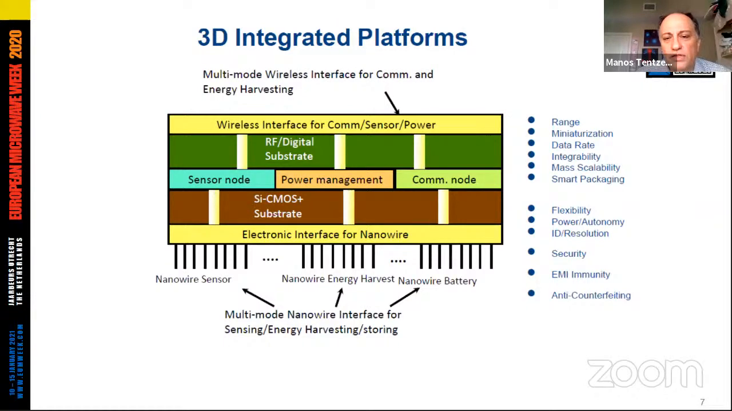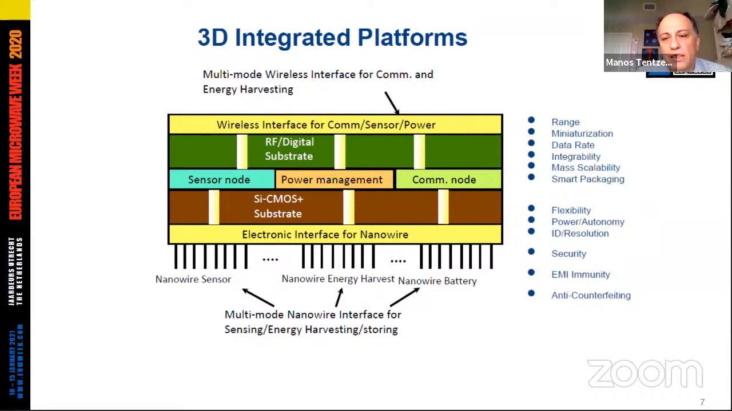Then for another fraction of the time, it could communicate the data to the gateway. And then for the rest of your time, this antenna could be utilized to harvest energy from the environment, and then through some efficient power management, store it and keep it for the next cycle of operability. Two interfaces: one wireless interface for communication, sensing, power. The other has to be an interface for something we call electronic interface to nanostructures. Nanostructures being operated as functionalized, let's say, sensors, energy harvesters, and battery.